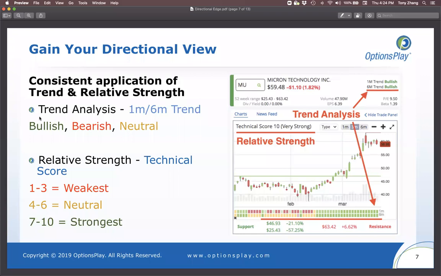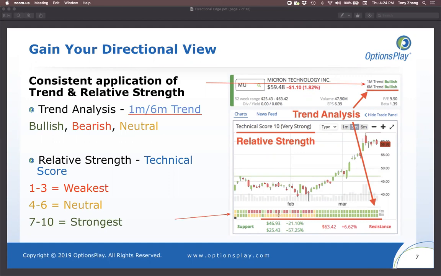So what we do is we have a trend analysis tool on our platform, which spits out the 1 month and 6 month trend. And you can see it in 2 places on your platform. You can see it up on top, the 1 month and 6 month trend. You can also see it at the bottom of your chart. So our trend indicator not only tells you what the current 1 month and 6 month trend is, but also shows you how that's changed over time.